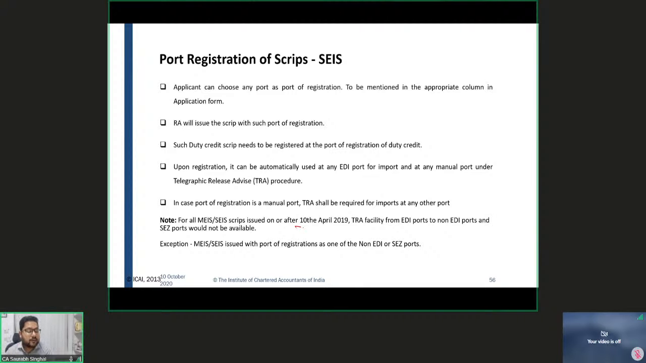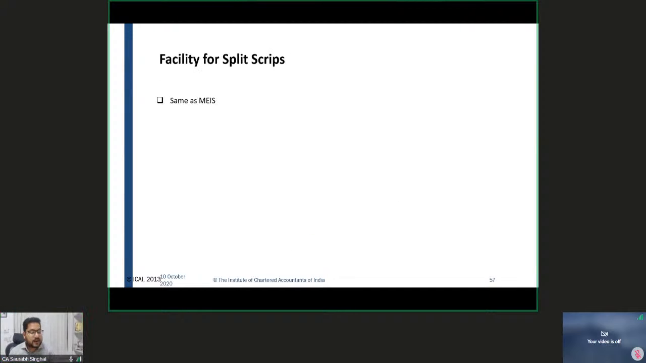Again, same thing, you will be given SEIS with a port of registration, and you can't shift the port of registration from an EDI to a non-EDI port with effect from 10th of April 2019. So SEIS script whenever issued will be as per a port of registration that you may choose, any port of registration. But you can't transfer those scripts from one EDI port to a non-EDI port with effect from 10th April 2019. Split scripts, again that split of 5 lakh rupees minimum. Same is applicable here also.